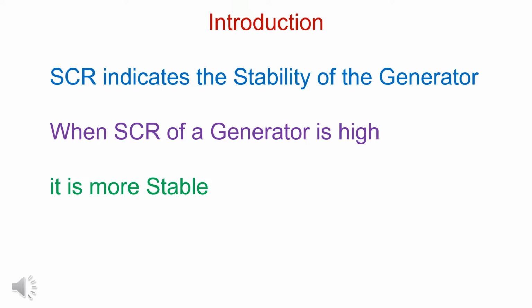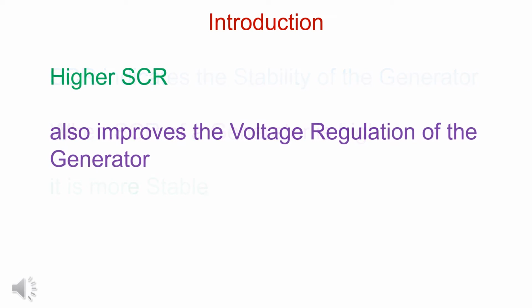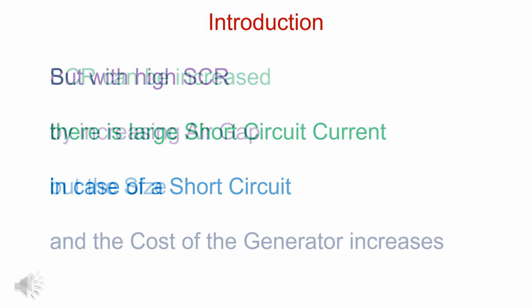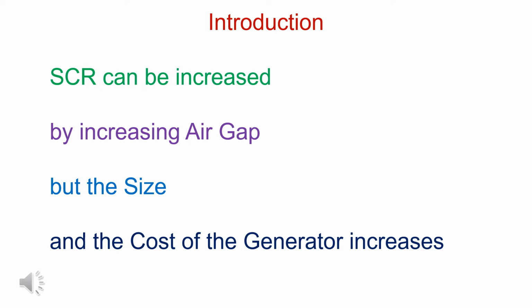SCR, or short circuit ratio, is a measure of stability of a synchronous generator. A generator having high SCR is more stable. SCR also improves the voltage regulation, but with a high SCR, short circuit current increases. SCR can be increased with a larger air gap, but the size and the cost of the generator increase.